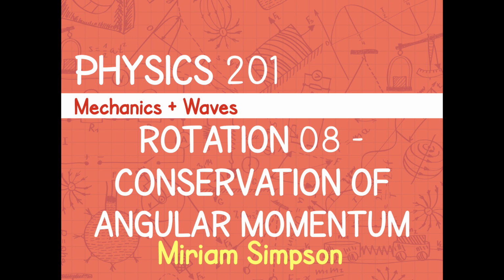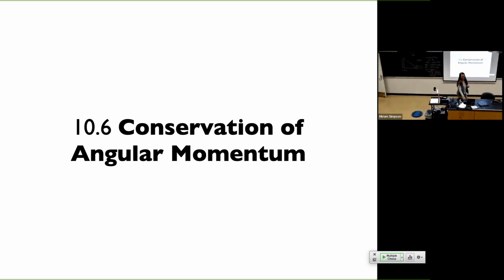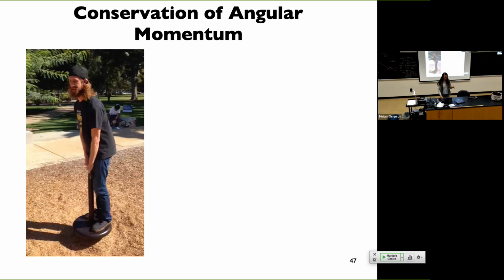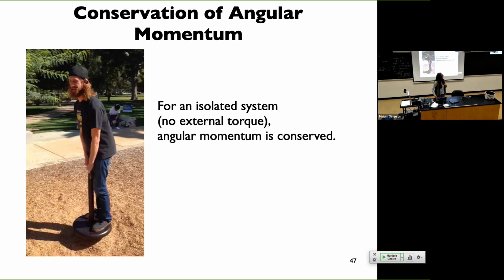Let's talk about conservation of angular momentum. For any isolated system, we have no external torque. Remember, isolated just means there's no outside forces. In the case of rotation, that means there's also no outside torques, and that means angular momentum is conserved.